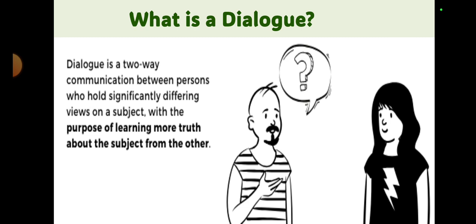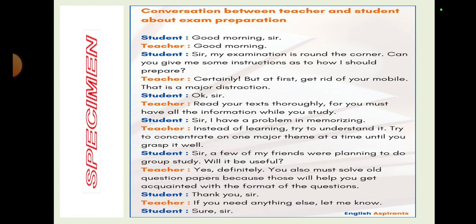So remember, it's a one-to-one spoken activity, and if we imagine the same activity written on a piece of paper, you have to keep in mind certain things. This is a specimen for you regarding dialogue writing. Once you compose it, it will look like this. This is a conversation between a teacher and a student about exam preparation. You can have a bird's eye view of how dialogues are written.